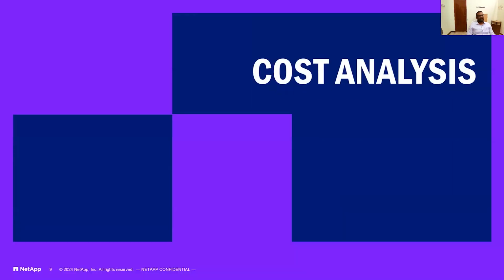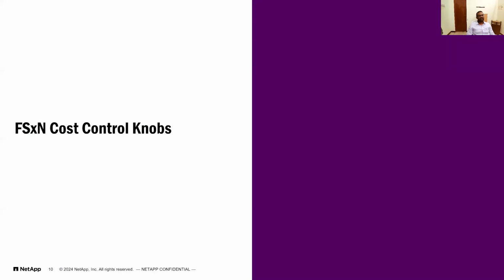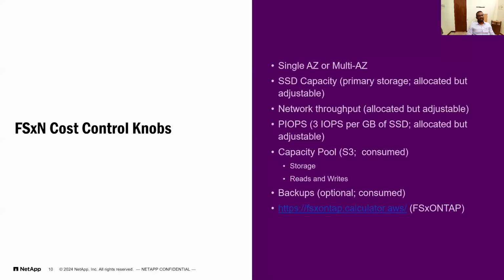Let us talk about the cost analysis. If you are provisioning a file system, these are all the areas you will get charged. For single AZ and multi AZ, it will be charged according to the region which we are choosing. If it is single AZ, you will be charged with only one availability zone charge. If you are going with multi AZ, it will be double the charge. And you will be charged for the SSD capacity.